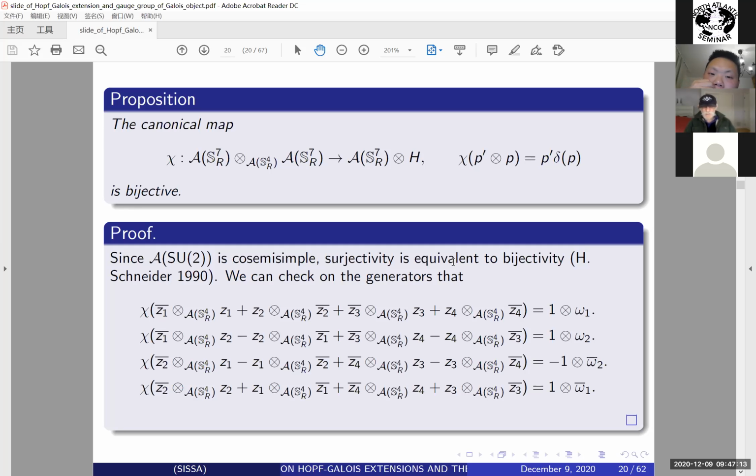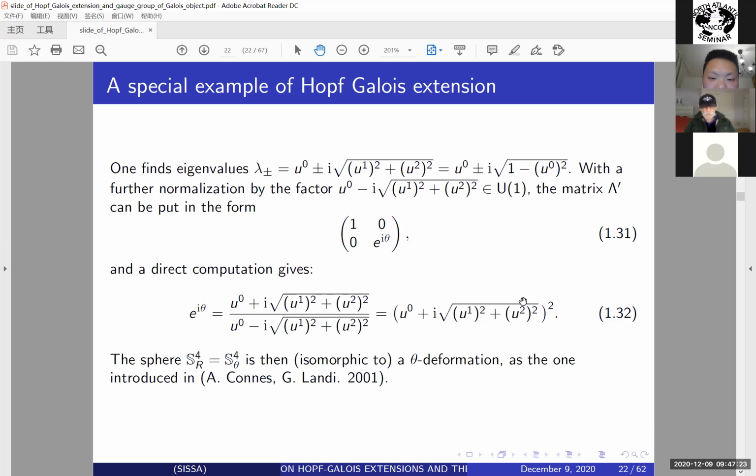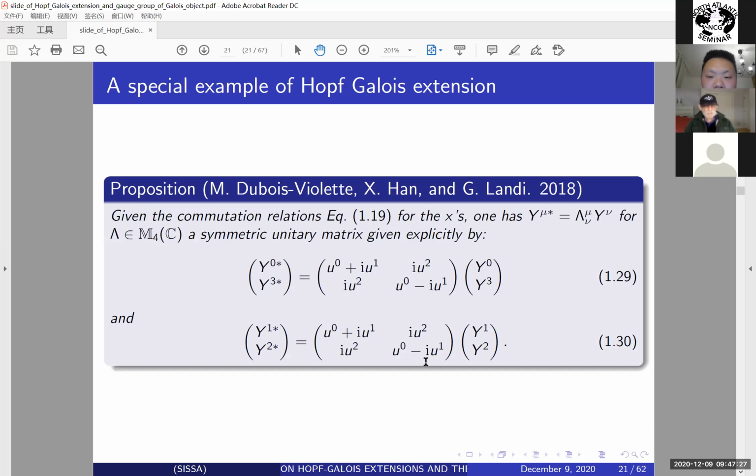And is the theta deformation an example of your R deformation? Yeah, the total space is an R deformation, and the base space, we can see later, is a theta deformation, but I will talk about it in a few minutes.